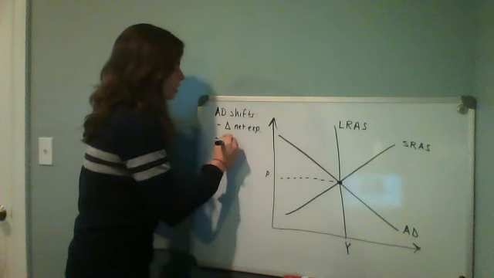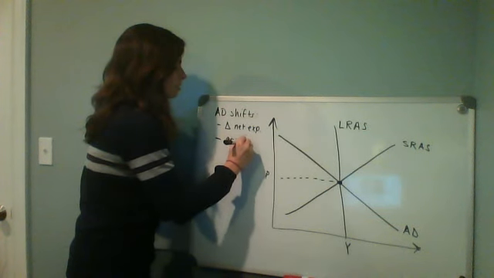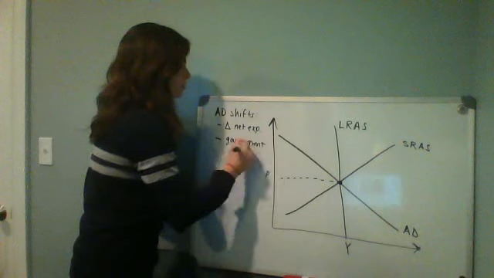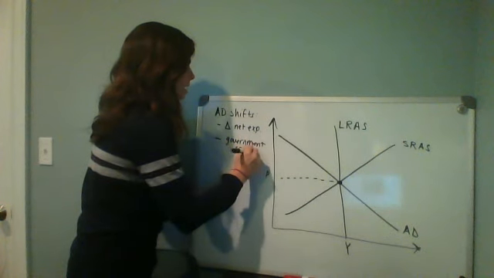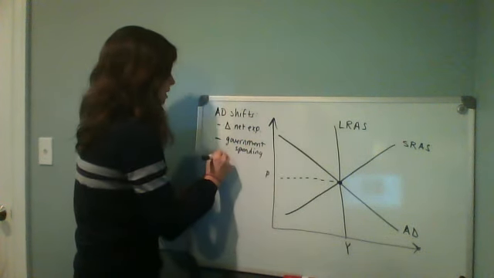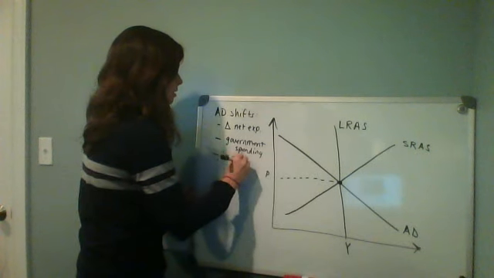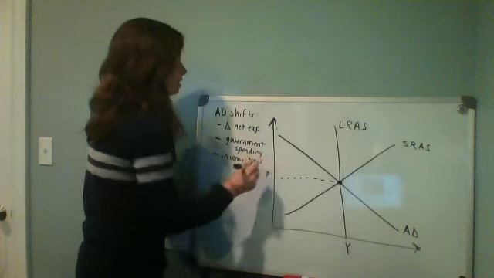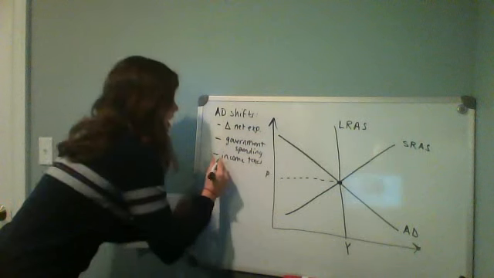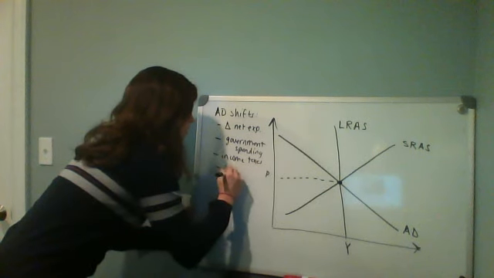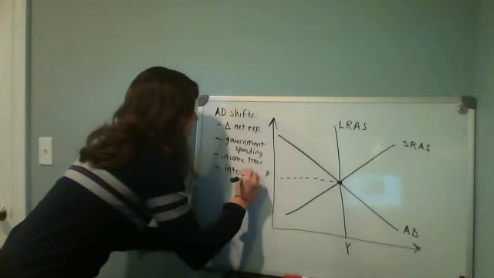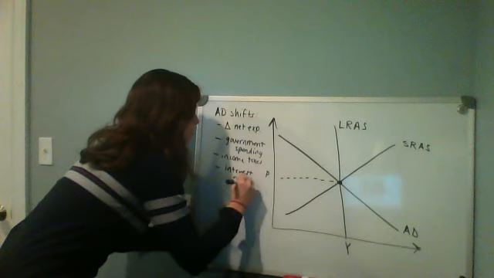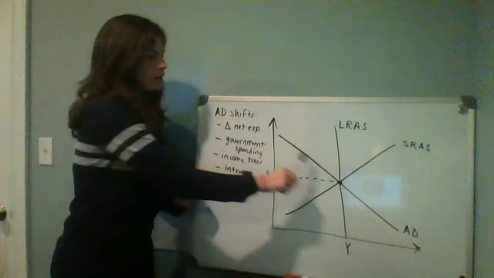If there is a change in government spending, that will shift our aggregate demand. If there is a change in income taxes, that will affect our consumption, which is part of our aggregate demand. And if there's a change in the interest rate, that will affect investment. And all those things make up our aggregate demand curve.